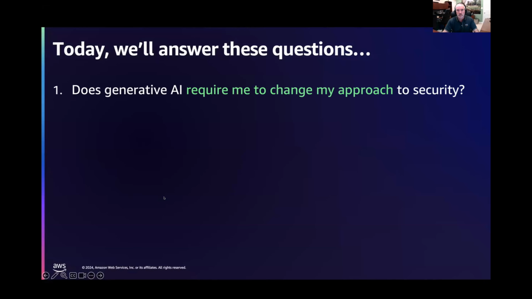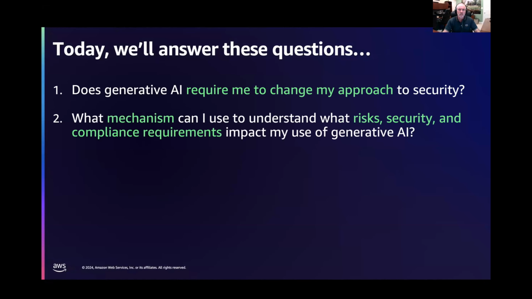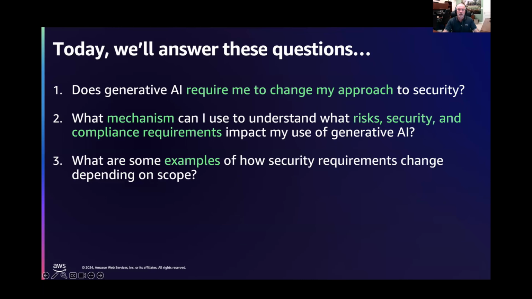So when we think about generative AI, does it require me to change my approach? Do I have to do something different? Are there any mechanisms that I should be thinking about to assess risk, security, and compliance requirements? And then a few examples we'll talk about as we get through the presentation. I'm going to introduce a mental model for how we think about generative AI applications.